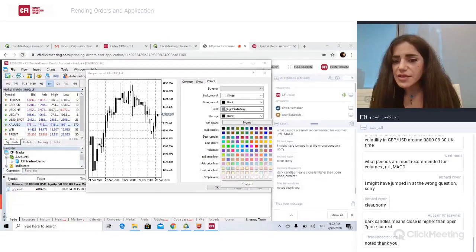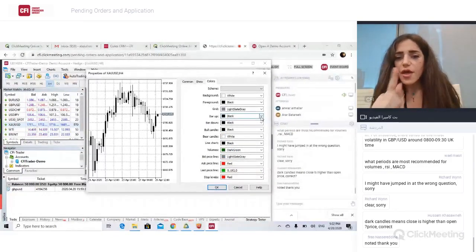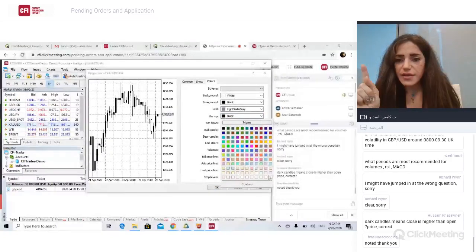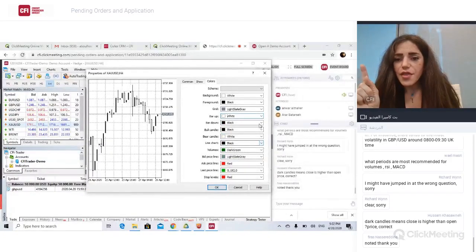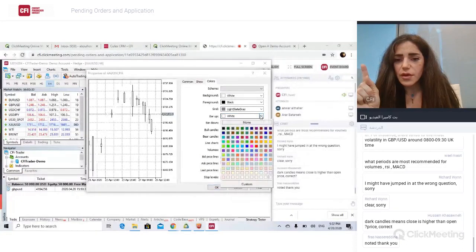It's your total choice. You can go for red and green, but I'm going to stay with black and white. The bar up, I'm going to specify as white, okay? The bar down, I'm going to specify as black. The bull candle is also in white. Oh my God, too much white in here. Okay, 1 second.